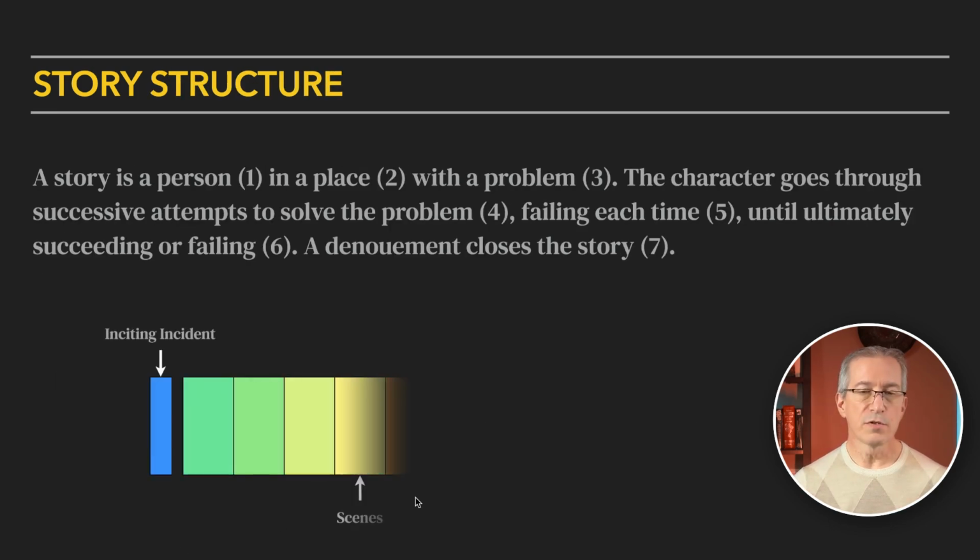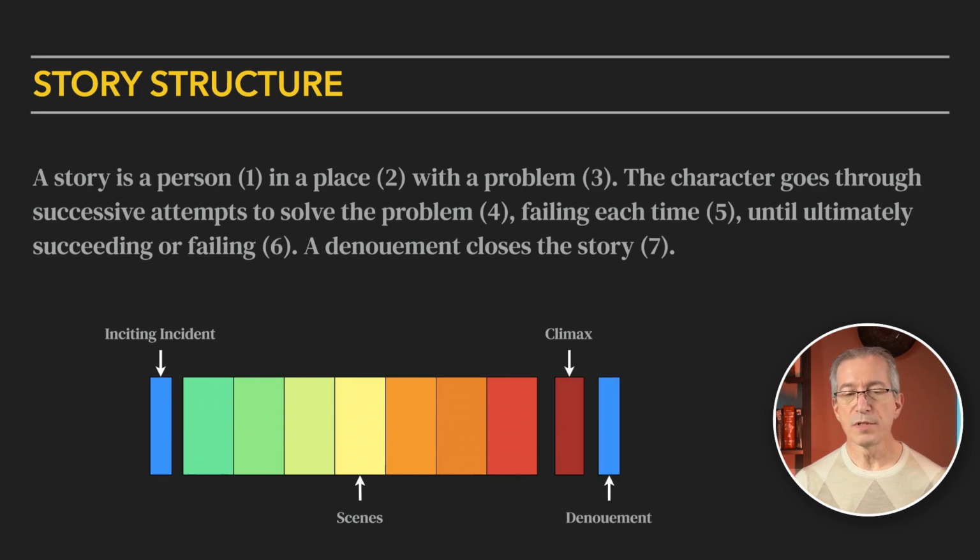One definition of story structure we've used in these presentations before is a story is a person in a place, characters in a setting, with a problem that's presented in the inciting incident early on. The character goes through successive attempts to solve the problem, failing each time. That is the try-fail cycle that happens over and over again until ultimately succeeding or failing at the end in the climax. And then finally, a denouement closes the story.